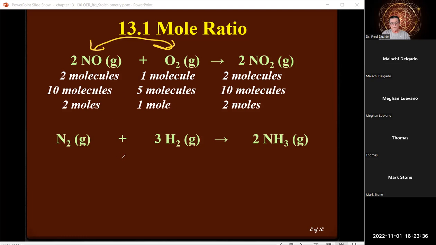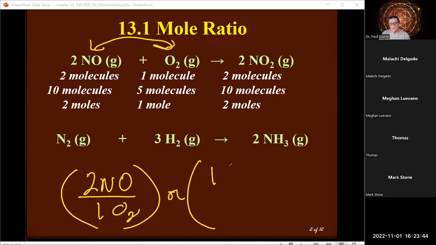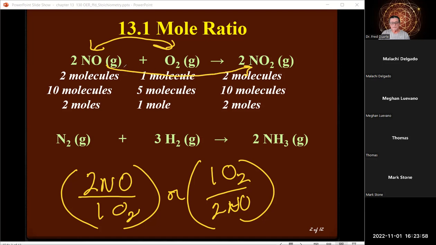Okay, so that means that we can set up a ratio of 2 NO in the numerator and 1 O2 in the denominator, or we can invert it with O2 on top and NO on the bottom. Okay. There's also a relationship between the reactant NO, nitrogen monoxide, and nitrogen dioxide. It's a 2 to 2 or a 1 to 1. Okay. And also we can set up 2 ratios for that relationship. And then for oxygen and nitrogen dioxide, it's a 1 to 2 ratio.